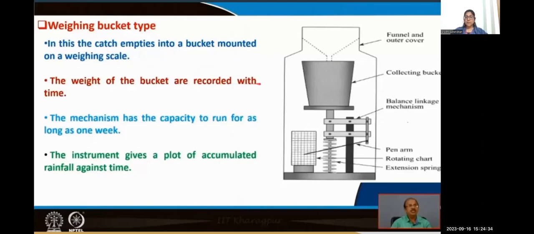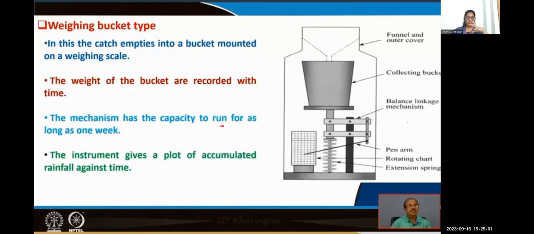Now, similar to a tipping bucket, which collects 0.25 mm of rainfall and tips when 0.25 mm of rainfall is collected in the bucket, this weighing bucket type has a funnel. Through the funnel, the water will enter this bucket, and this bucket will keep on collecting the water. And the bucket is attached to a mechanism where the weight of this bucket is measured. So this is where the pen will be connected.